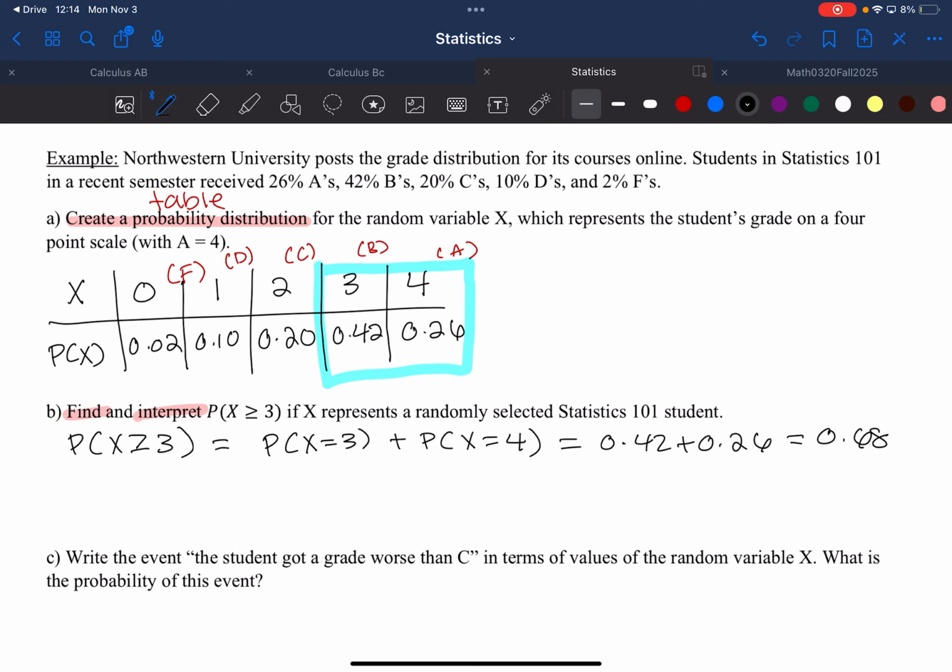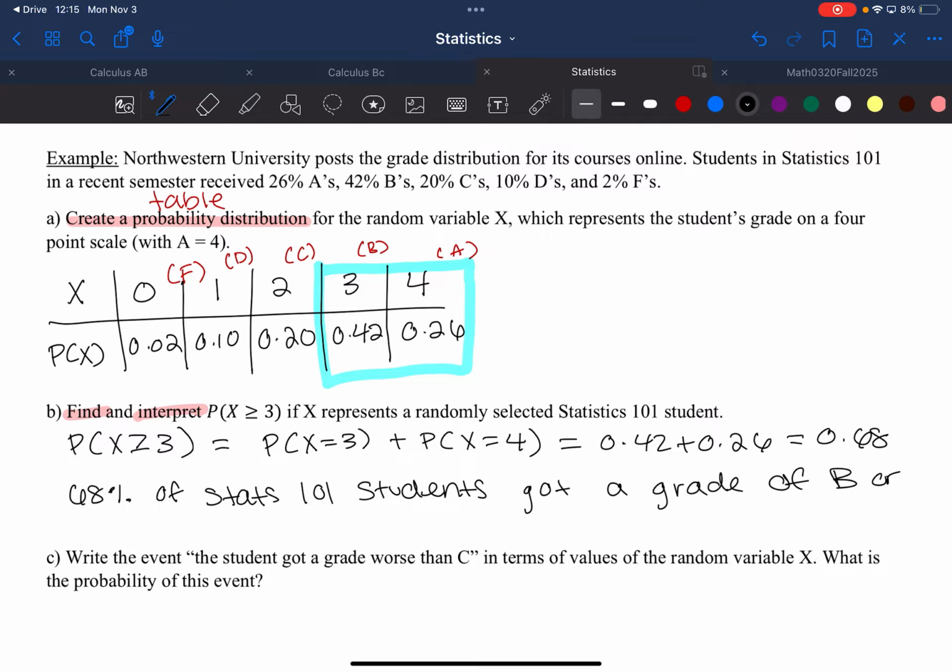So what does that mean? What is 0.68 representing? Say that one more time. 68% of students what? Good. Got a B or higher, right? So we would say 68% of Stats 101 students got a grade of B or higher.